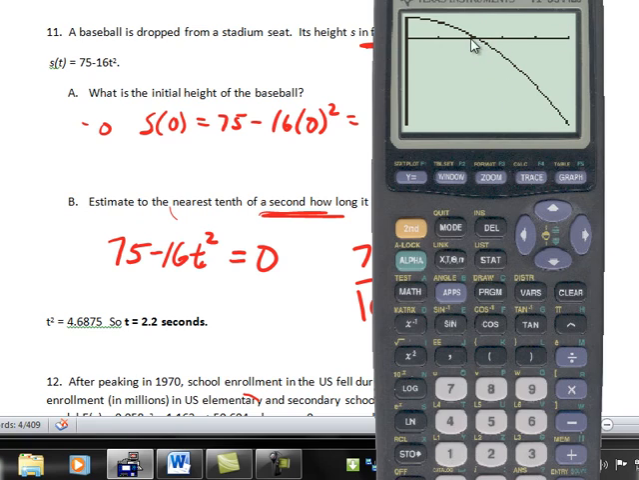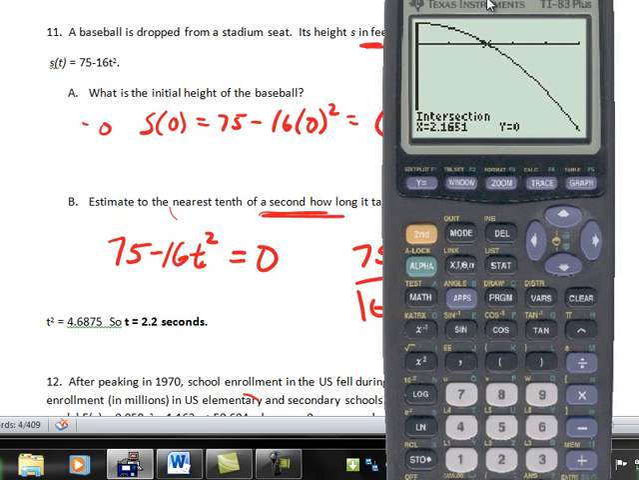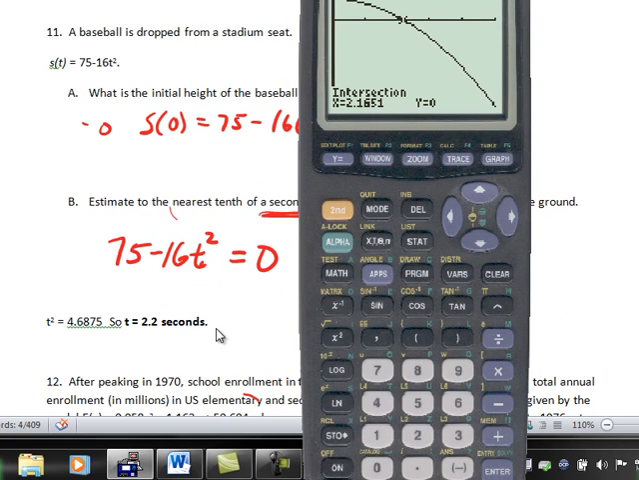Okay? And it did. So I can quickly see it looks like around 2 seconds. I'm pretty sure I'm going to be right on this. So second trace, 5, and then enter, enter, enter. And sure enough, we get the same thing we got when we did it by hand, about 2.2 seconds. Right here. Okay?